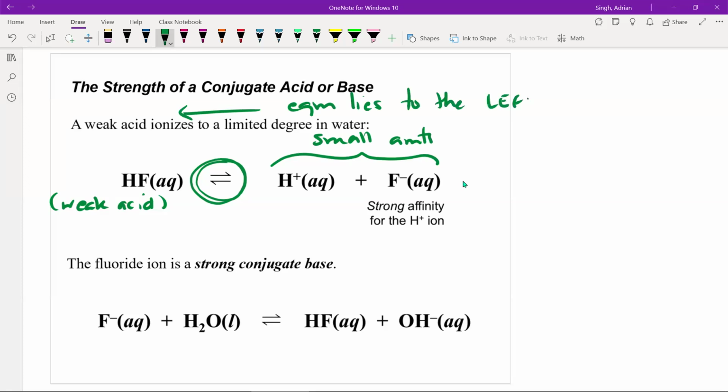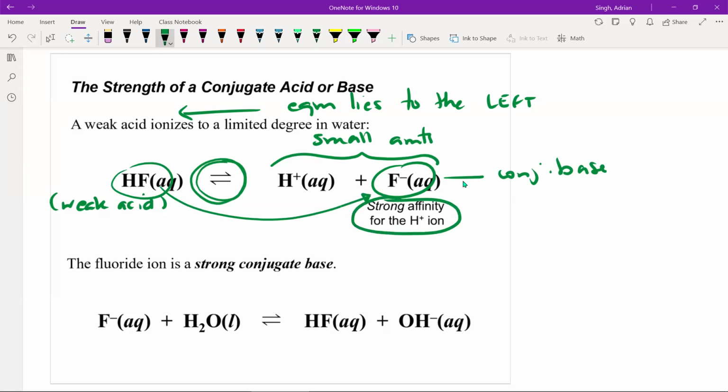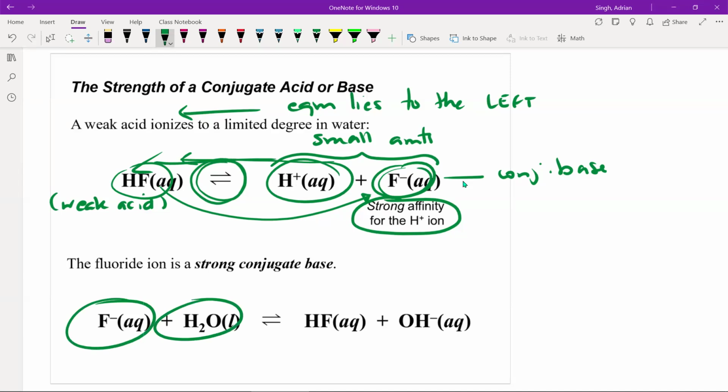And what that means is when we produce this F minus here, this is the conjugate base now of the HF, because the HF has lost a proton to become F minus. This actually has a strong affinity for the H plus, because again, being weak, this equilibrium lies to this side. So if this F minus is made, it actually grabs a hold of the H plus really quickly to form more of the HF, hence the equilibrium lying to the left side. So we actually do have this F minus grabbing a hold of an H plus from H2O to form back this original HF, the hydrofluoric acid molecule.